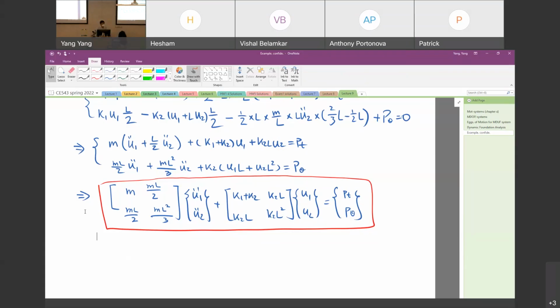Since we have matrices here, the solution for this equation will be multiple solutions. So we will have multiple natural frequencies for an MDOF system. Next time we will talk about how to calculate the natural frequencies. Here we use the plural because there are multiple frequencies.